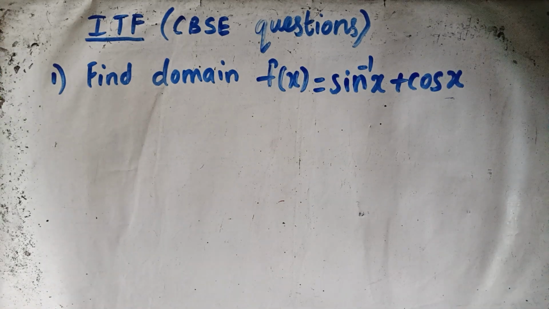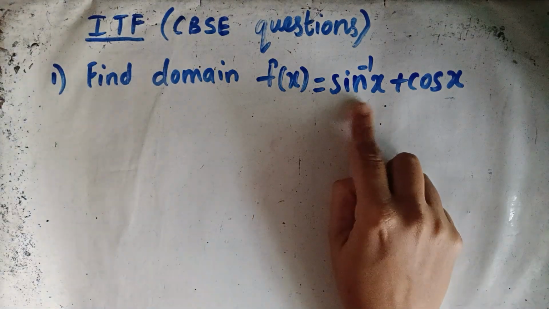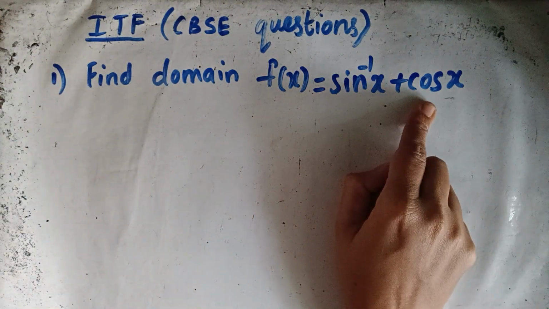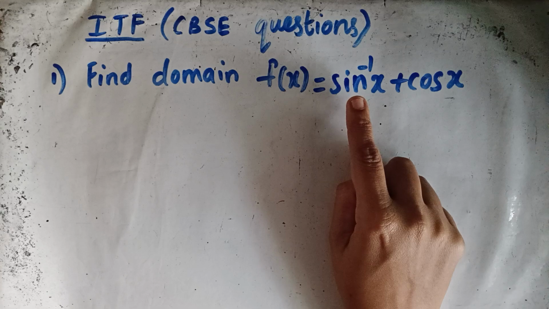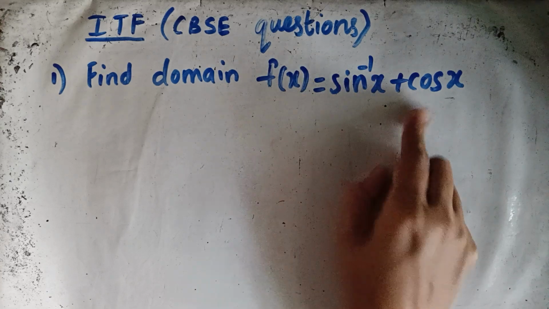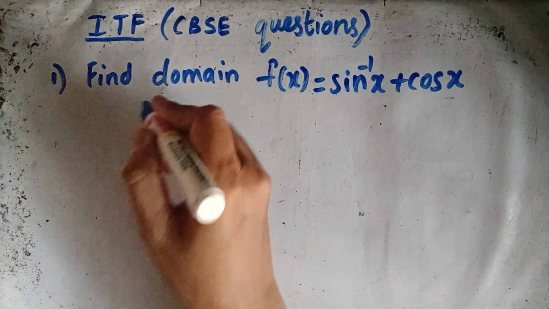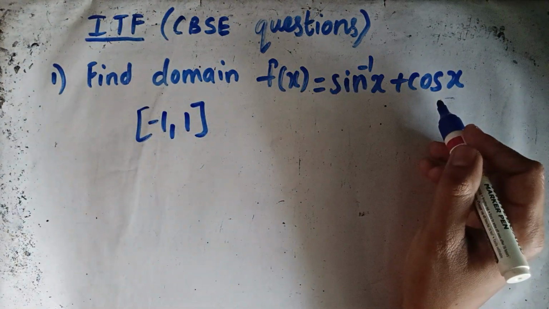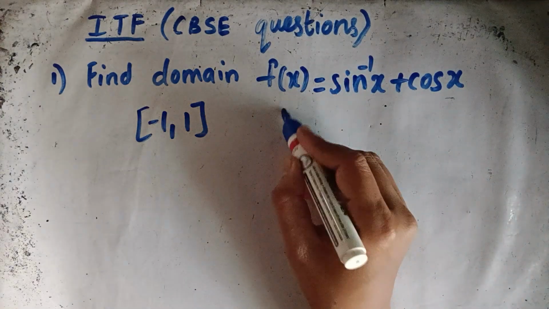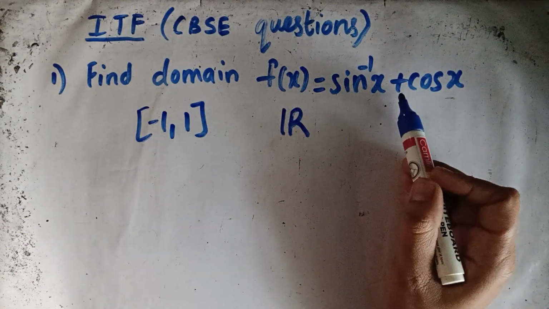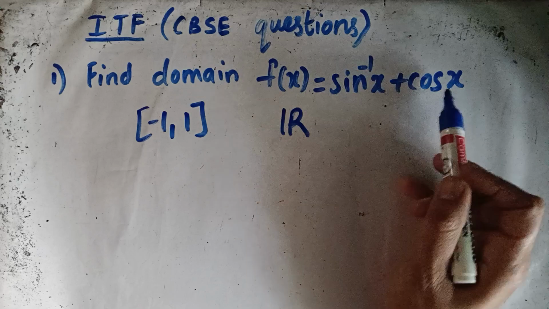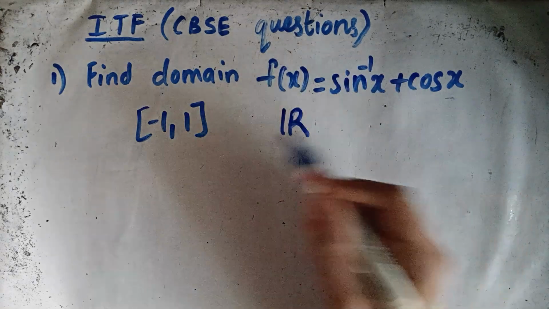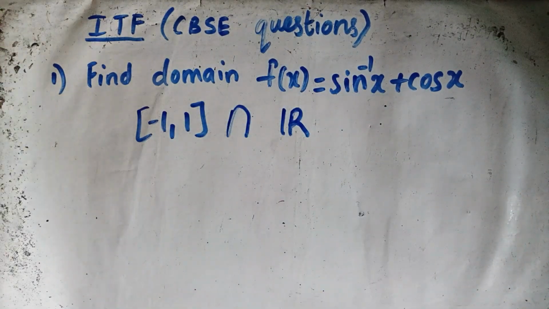Now you have to find the domain of sine inverse of x plus cos of x. We know the domains of both of these functions. The domain of sine inverse of x is minus 1 to 1, and for cos of x the domain is the whole of R. Whenever plus is given, both domains are included, so you have to use intersection.